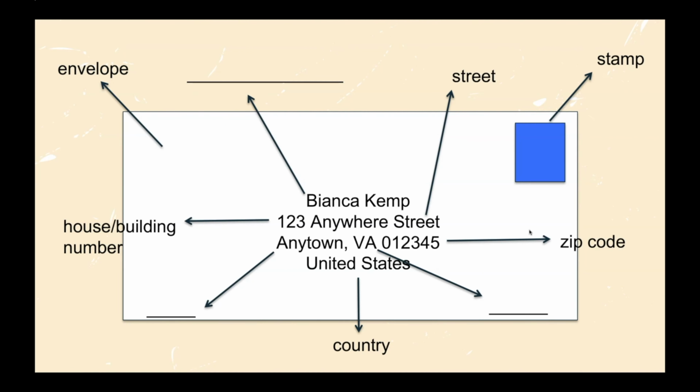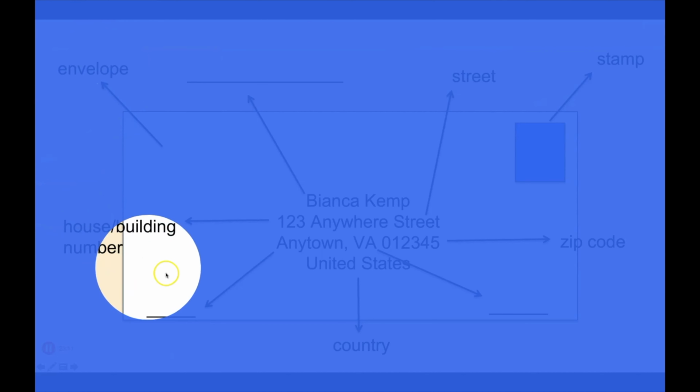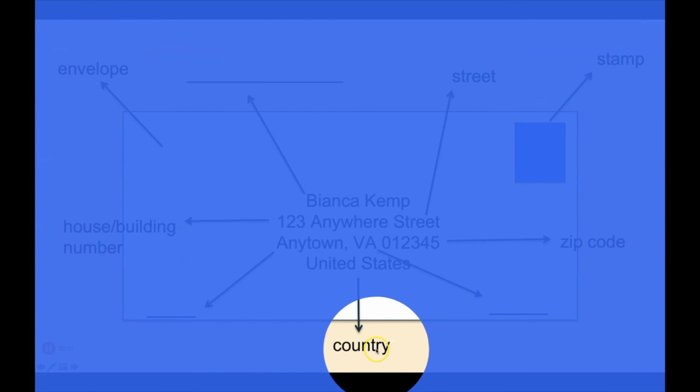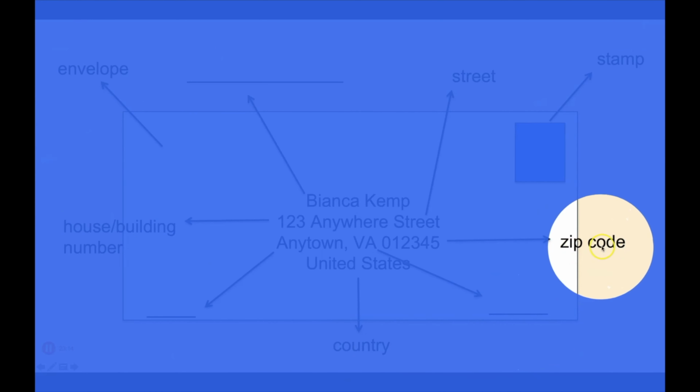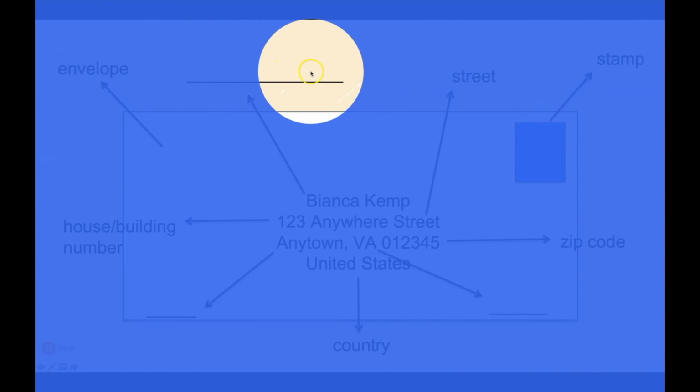All right, how did you do? Let's see. Very quickly, we have up here envelope, house building number, blank, country, blank, zip code, stamp, street, and blank.